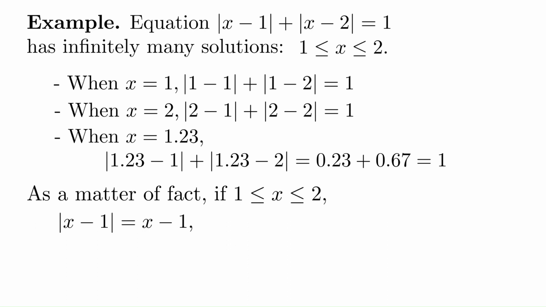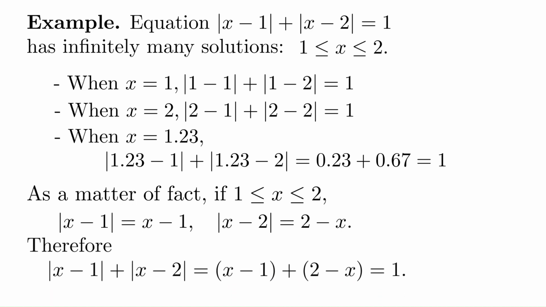As a matter of fact, for an arbitrary number between 1 and 2, x minus 1 is positive. Therefore, its absolute value is x minus 1. x minus 2 is negative. Therefore, the absolute value of x minus 2 is 2 minus x. And then we sum up the two absolute values. We get x minus 1 plus 2 minus x. The x cancels out. We end up with a constant 1.